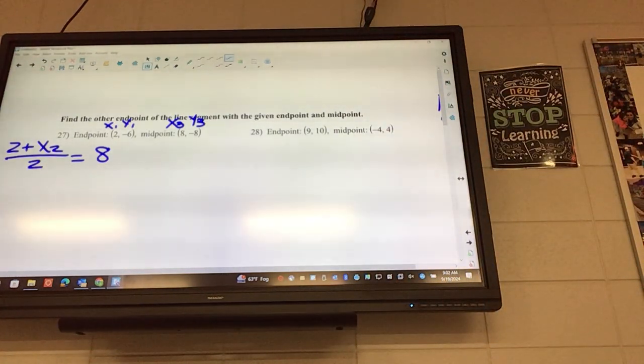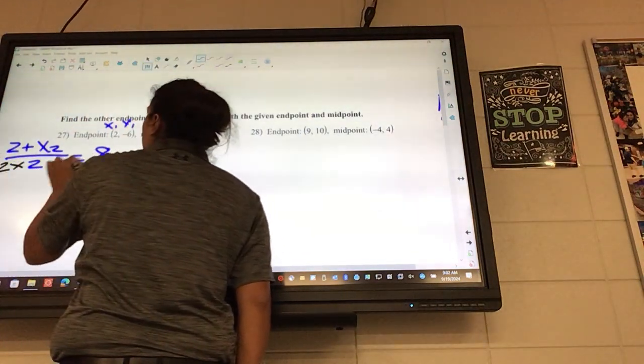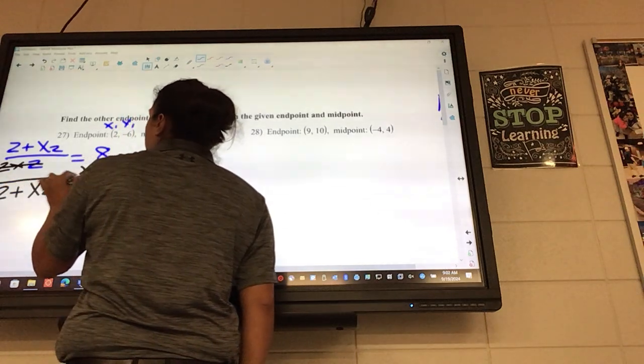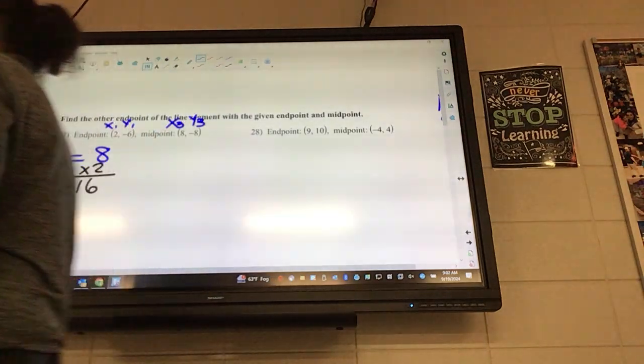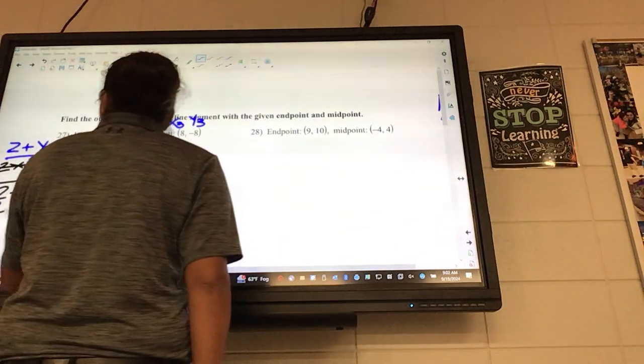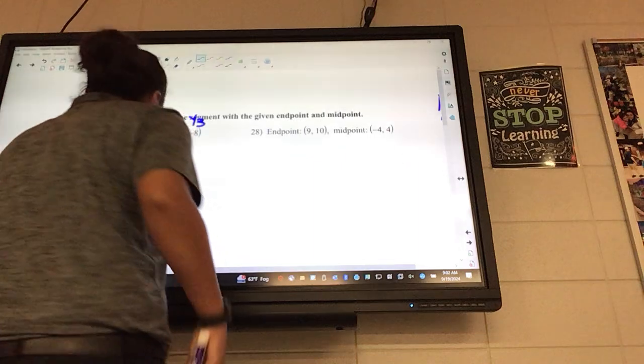Okay, and then the steps are always the same. You're going to multiply by 2 and then add or subtract, for both of them. Maybe save yourself some room because you're going to do the x's and also the y's. So we're going to multiply by 2. We get 2 plus x2 equals 16. And then are we going to add or subtract? Subtract 2 from both sides. So I get x2 equals 14.